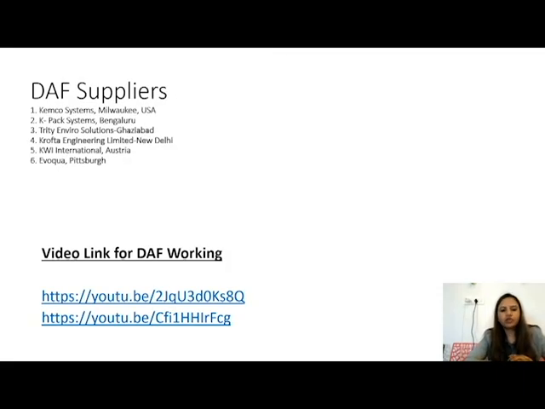There are some well-known DAF suppliers in the world. First is Camco system, from USA. Capex system from Bangalore, India. TT Enviro Solutions from Ghaziabad, India. Rofta Engineering Limited from New Delhi, India. KWI International, Austria. Evoqua, that is from Pittsburgh.